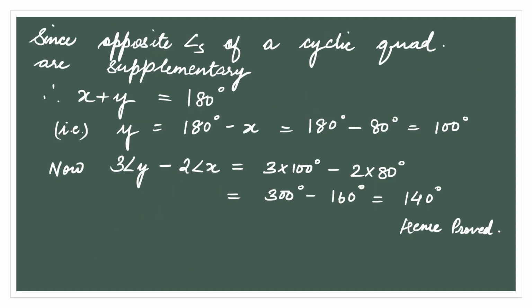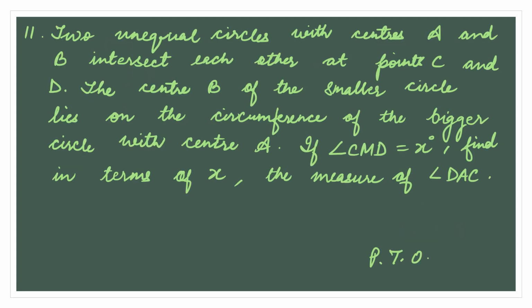Since opposite angles of a cyclic quadrilateral are supplementary, therefore x plus y is equal to 180 degrees. Y is equal to 180 minus x is equal to 180 minus 80 degrees. You can use this as theory also. So y is equal to 100 degrees. Now 3y minus 2x is equal to 300 minus 160, that is 140, which is proved.